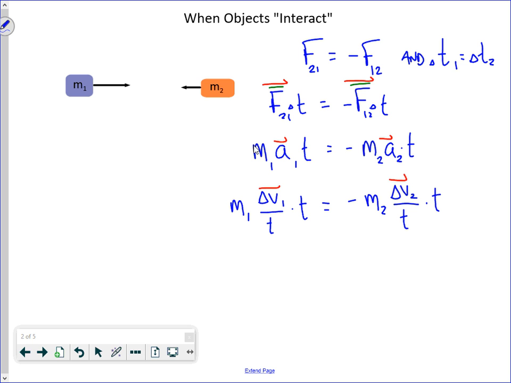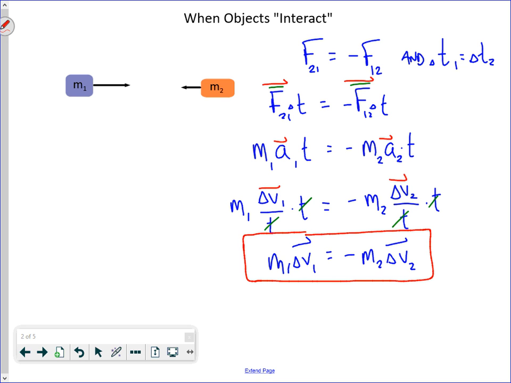And now I'm going to get rid of these amounts of time. And what we're left with is this statement. M1 delta V1 is negative M2 delta V2. And this by itself maybe doesn't look too wildly interesting, but for a lot of scientist types, this sort of points to an important type of statement. This type of statement where one thing is equal and opposite to another, right?